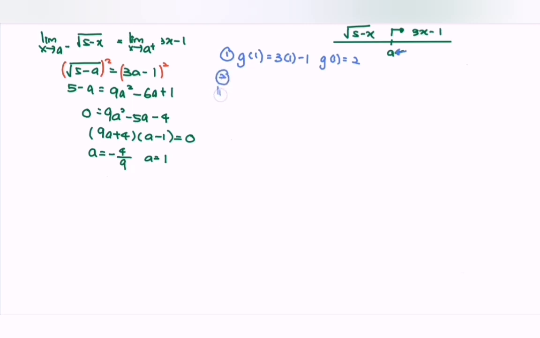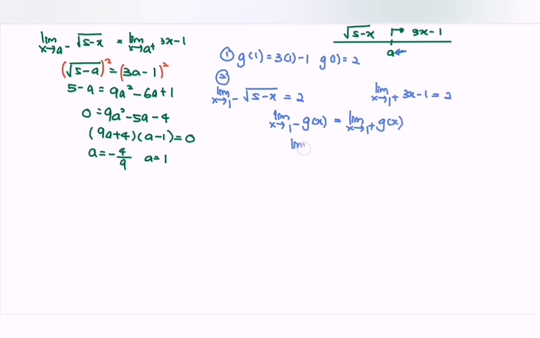Second condition: the limit when x approaches 1 from the left and the limit when x approaches 1 from the right. For the function square root of 5 minus x, the value of y approaches 2. For the function 3x minus 1, the value of y approaches 2 as well. So the limit from the left for g(x) is the same as the limit from the right. So the limit when x approaches 1 for g(x), the value of y approaches 2, and we can say the limit exists.